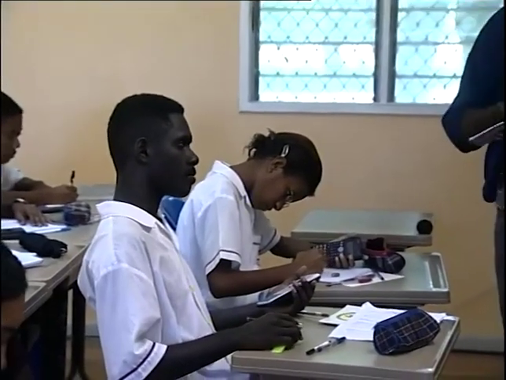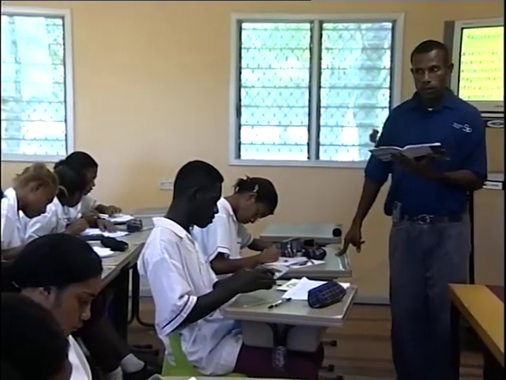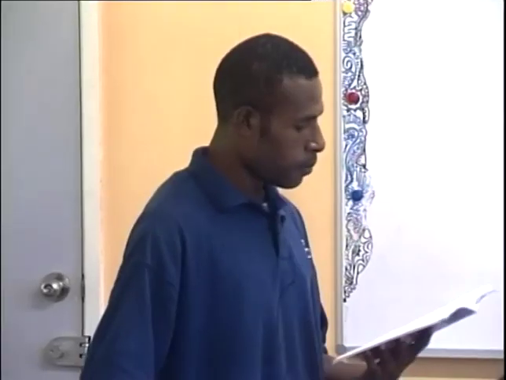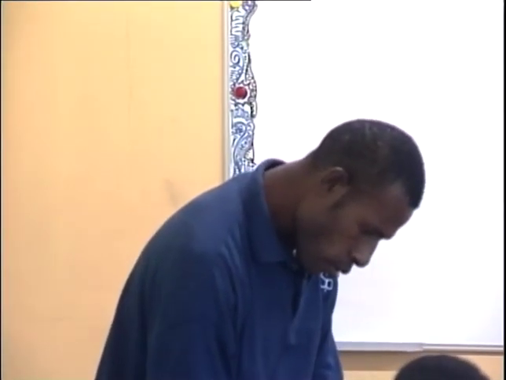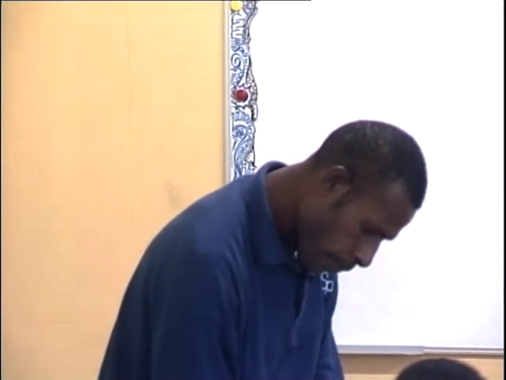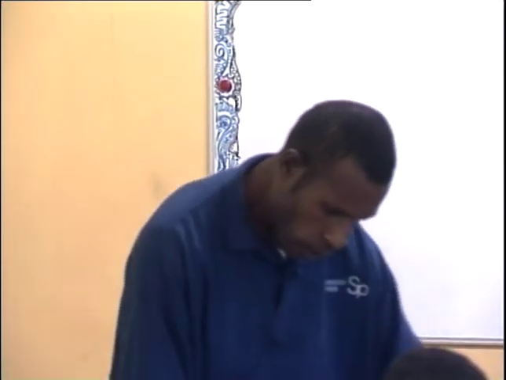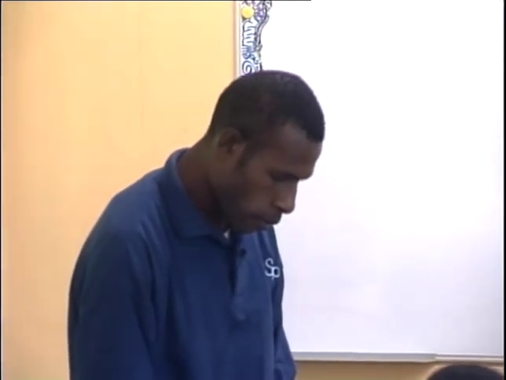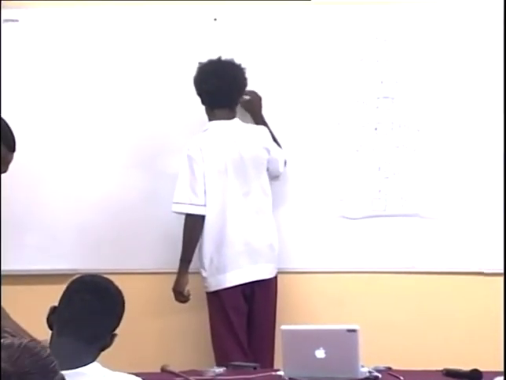Okay, let's have question number 2. If question 1 is still being worked on, Malcolm, you come for question number 2. 3 divided by 4, 3 divided by 4 equals.